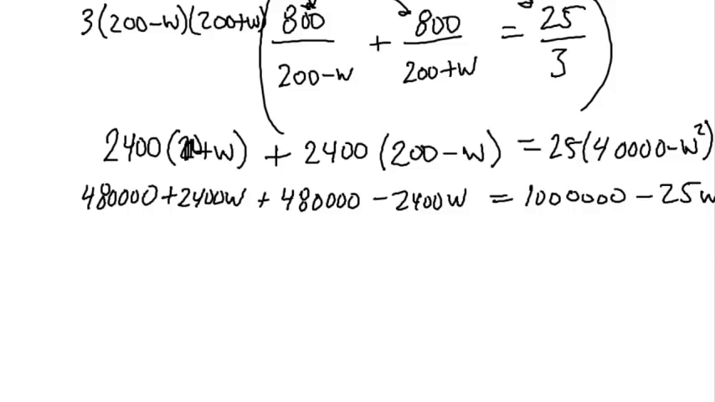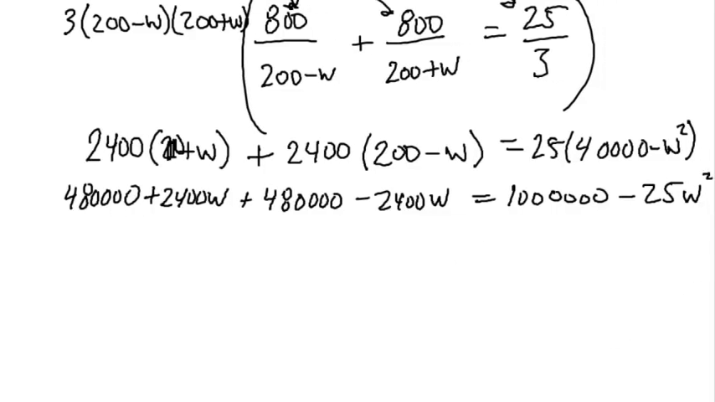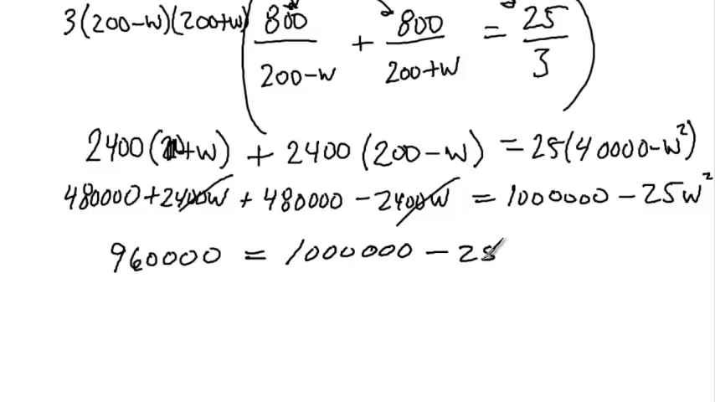I think we might have run out of a little bit of room there. Let me scoot over. Okay. Now, let's see, we can combine like terms. So 480,000 plus 480,000 is 960,000. And these guys are going to cancel out. Equals 1,000,000 minus 25W squared.